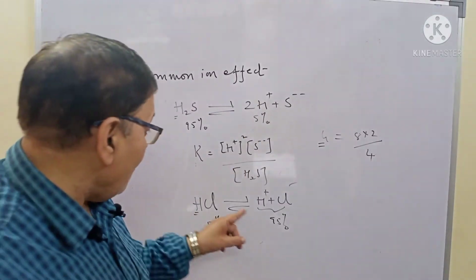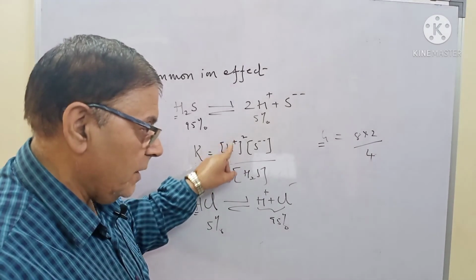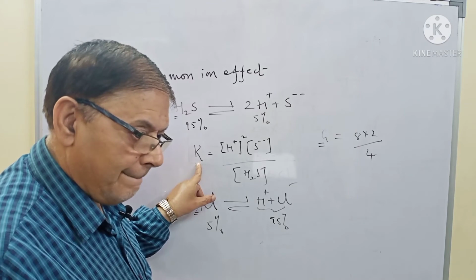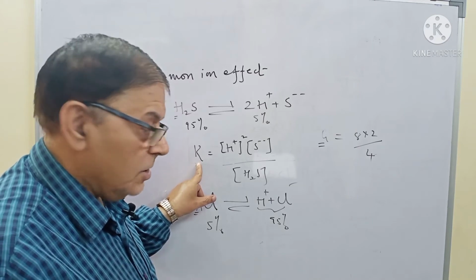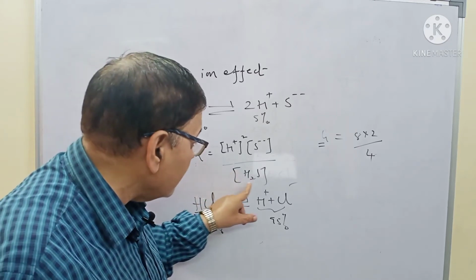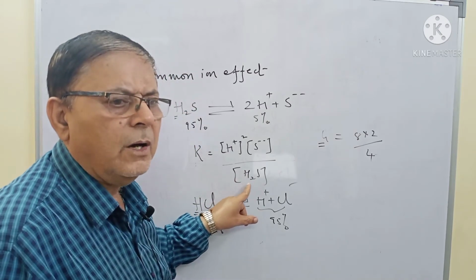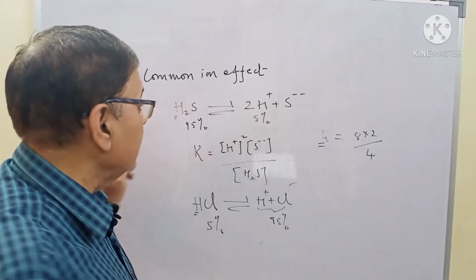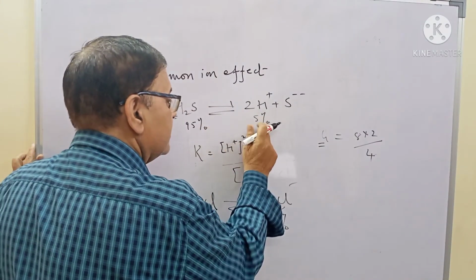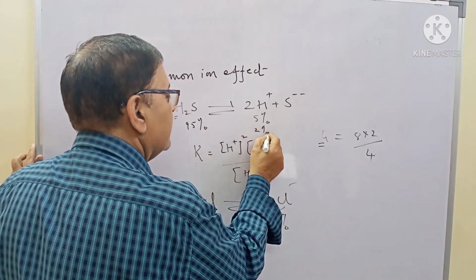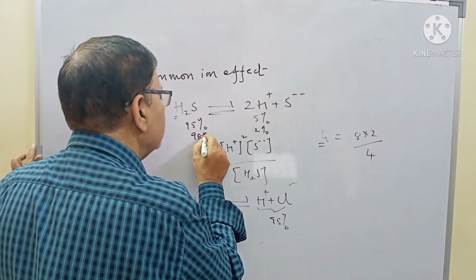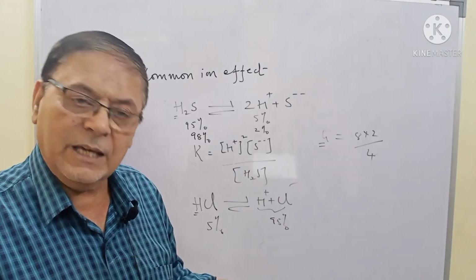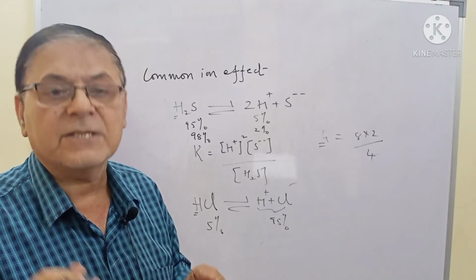So because H+ has increased, K won't change so easily. It is an equilibrium constant. So what it will try to do is increase the concentration of H2S. How? By backward shifting of the equilibrium. Earlier it was 5%, now it will become 2%, and this will become 98%. In this way, K will try to adjust itself.